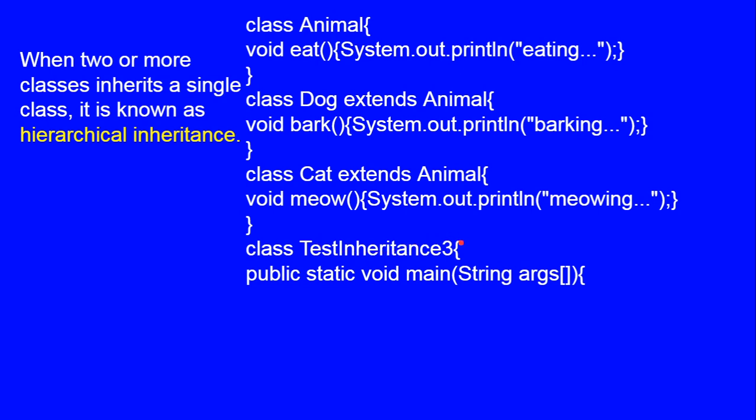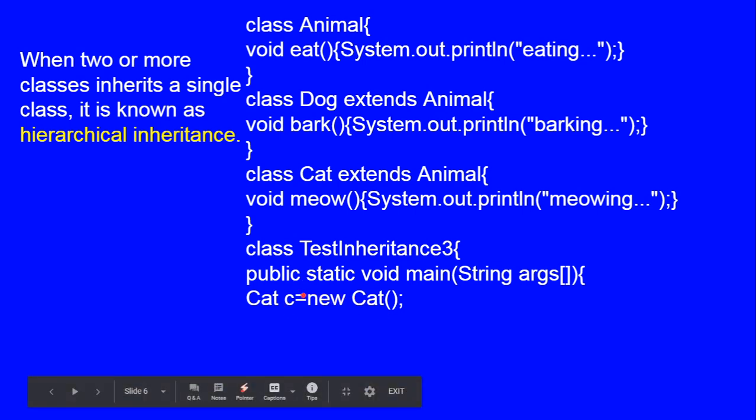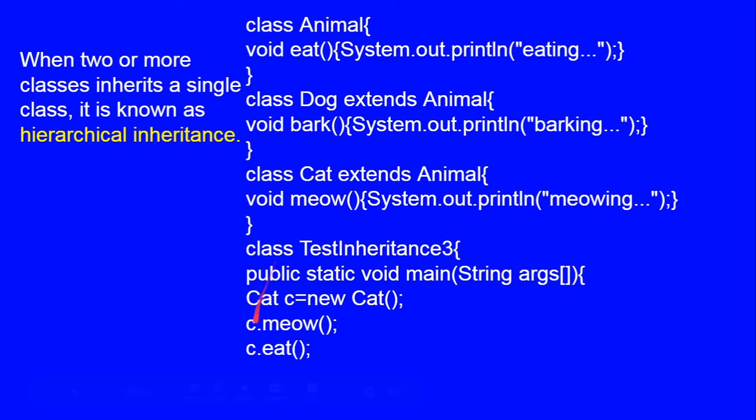Okay, now let us see how the inheritance can happen. Class TestInheritance, open brace, public static void main, String args. Now Cat c is equal to new Cat. Now we are creating an object called c for the class Cat. This Cat has extended the Animal class. Now we can say c.meow, because c, the object of the Cat class, has the function meow. So that is possible to call. Now we are calling c.eat. That means we are calling the eat function of the Animal class by the object c, which is from the Cat class.